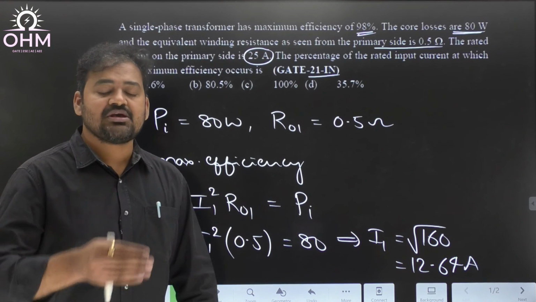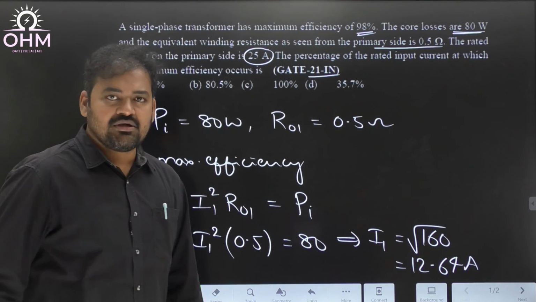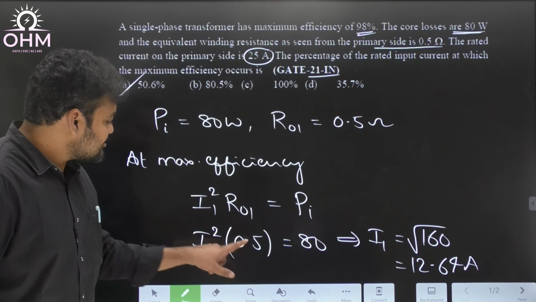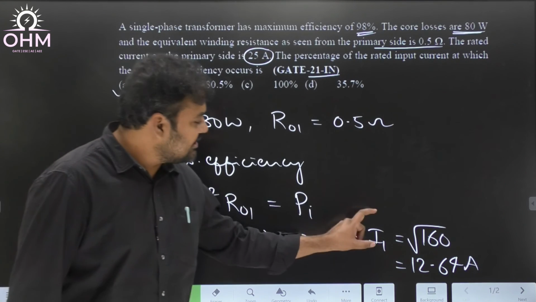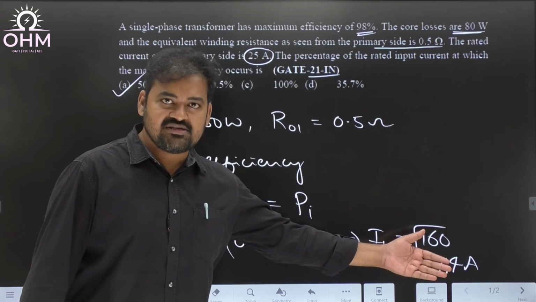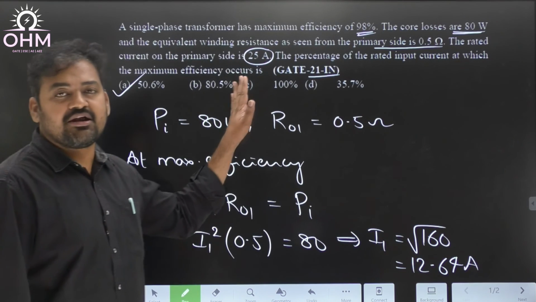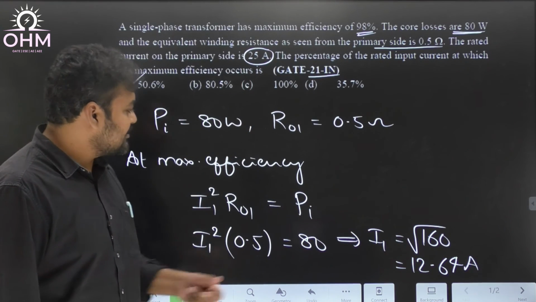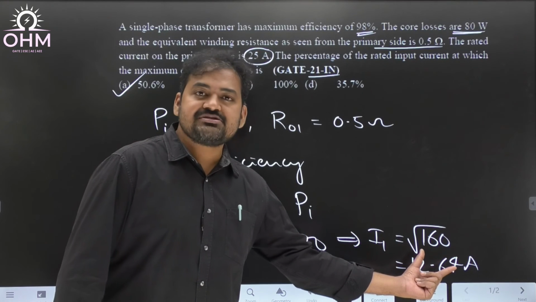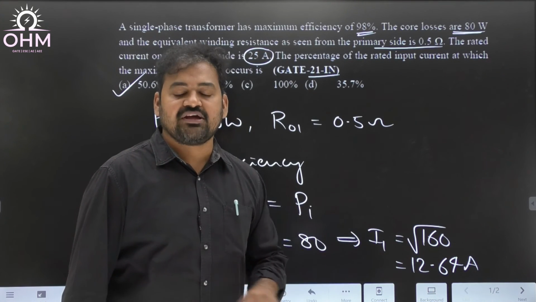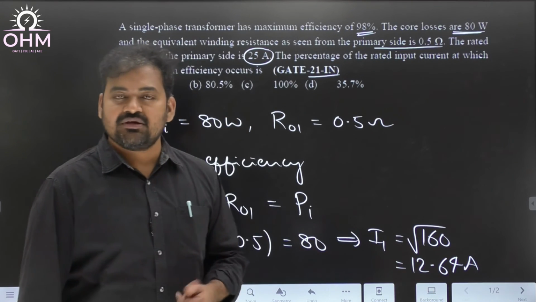Maximum efficiency means copper loss is equal to iron loss. As the resistance was already mentioned, I calculated the current at which maximum efficiency is created, and that current is how much percentage of the rated current. That is what the question is. So I compared this 12.64 with the rated current 25. That is going to be the percentage. Okay, simple question.